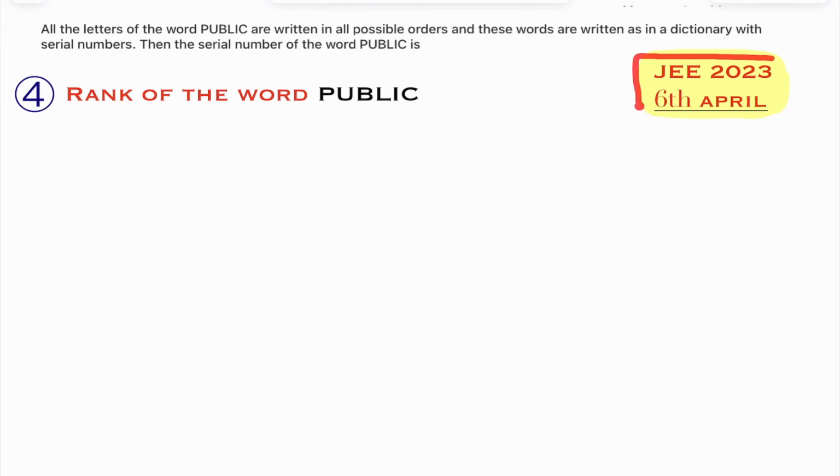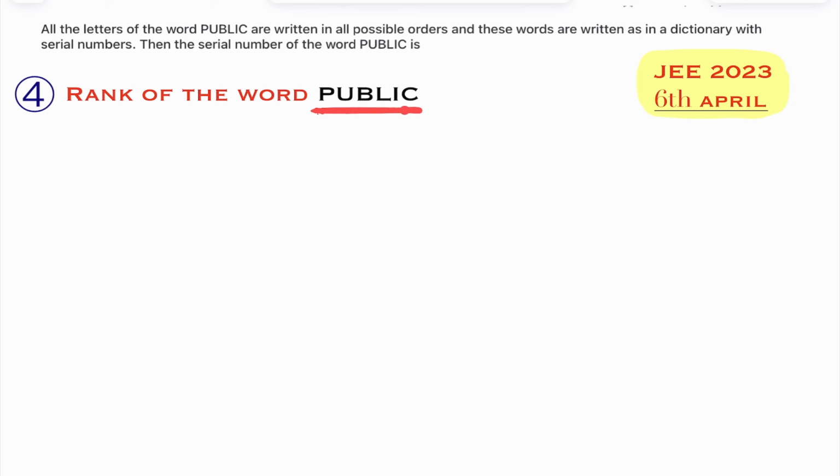This question was given in JEE 2023. The actual question is like this: all the letters of the word PUBLIC are written in dictionary order. They are asking, then the serial number of the word PUBLIC is what? Actually, this question is nothing but finding the rank of the word PUBLIC. You need to find the rank of the word PUBLIC.